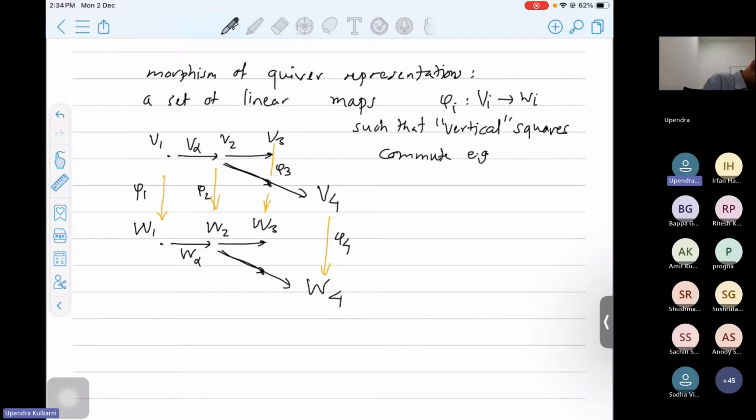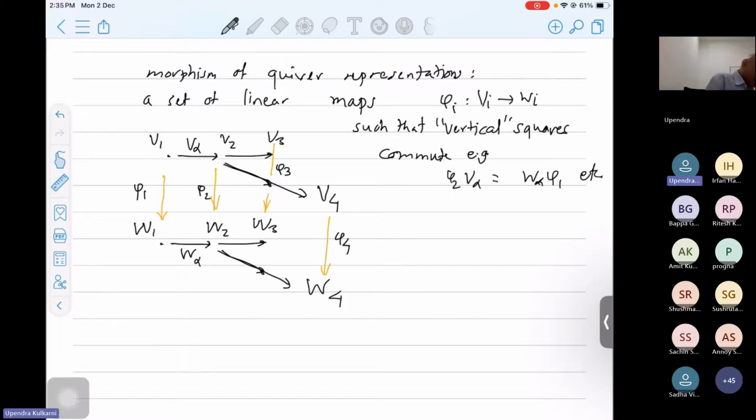So, for example, if I first do V alpha and then I do phi 2, that should be the same thing as first doing phi 1 and then W alpha, etc. Okay, so good. Now we are in business. We have a notion of how to relate two different representations, but remember of the same quiver. We are not changing the quiver just yet. Later on, we will see how to change quivers and do things with representations.